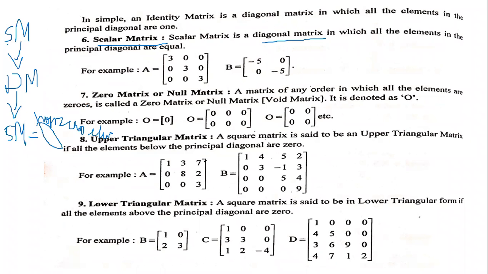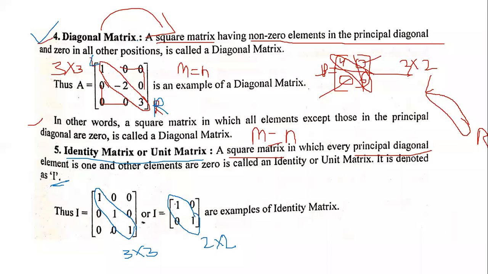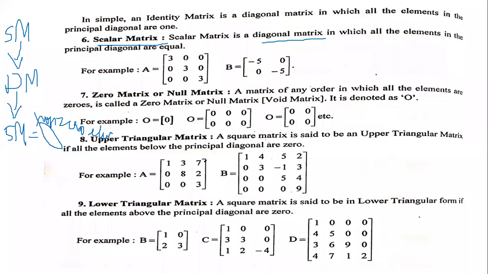A scalar matrix is a diagonal matrix. What is a diagonal matrix? A diagonal matrix is a square matrix which has non-zero elements in the principal diagonal. Which means that in a scalar matrix also the number of rows should be equal to columns. So, M should be equal to N. That is a scalar matrix.